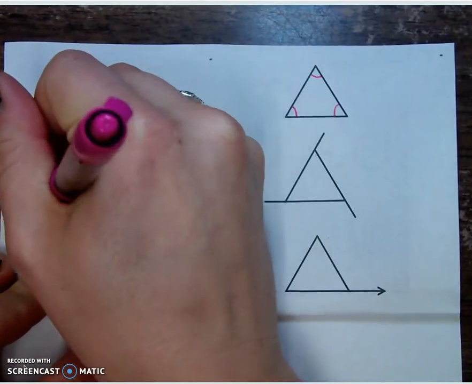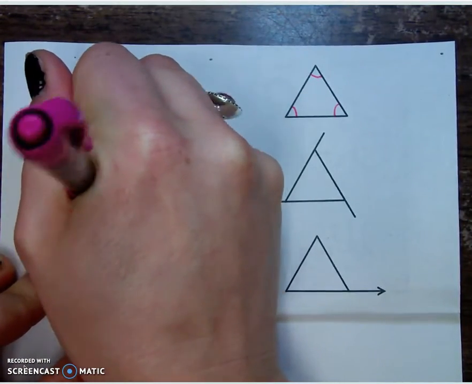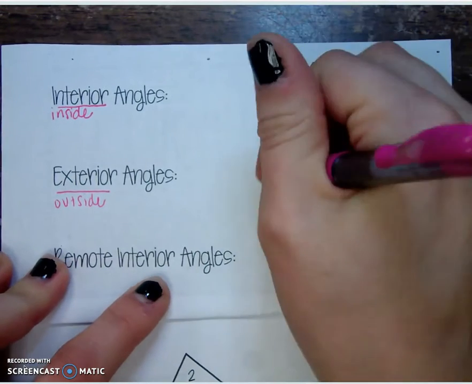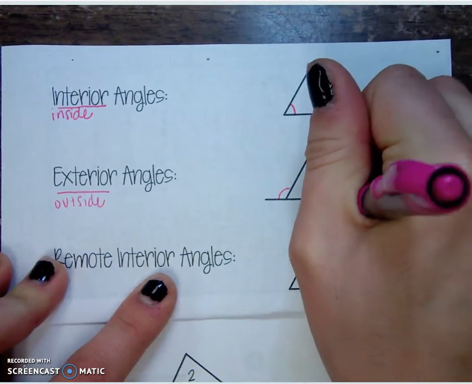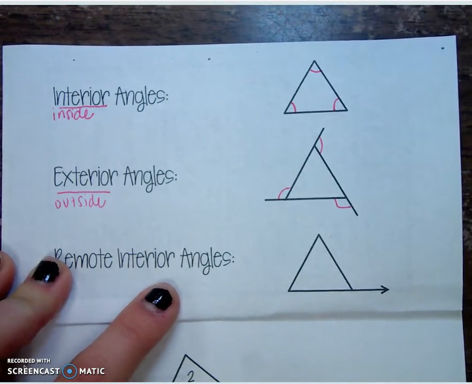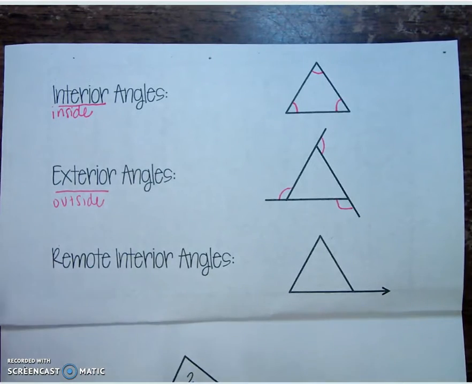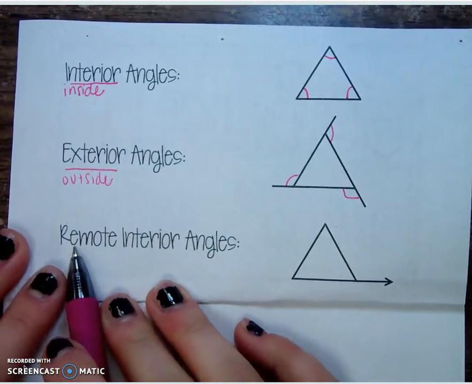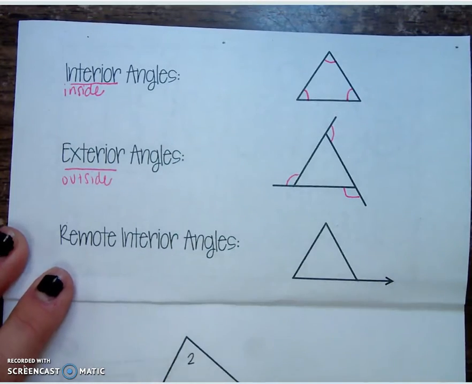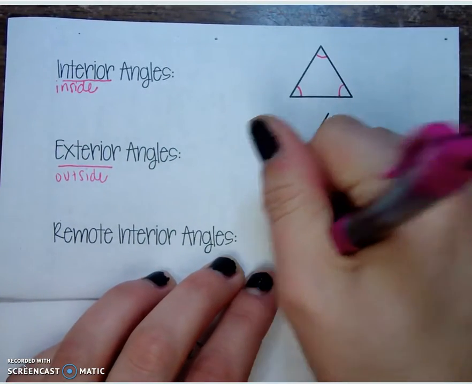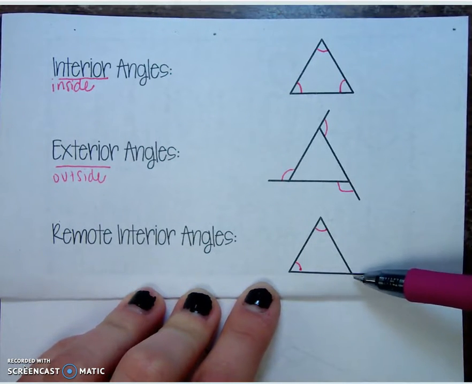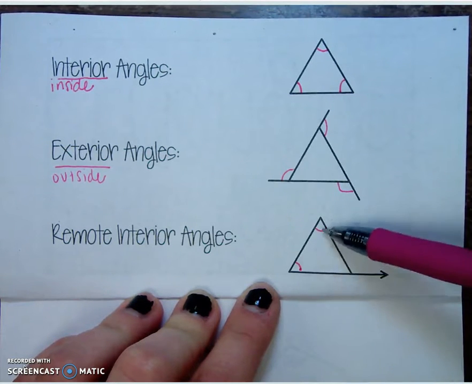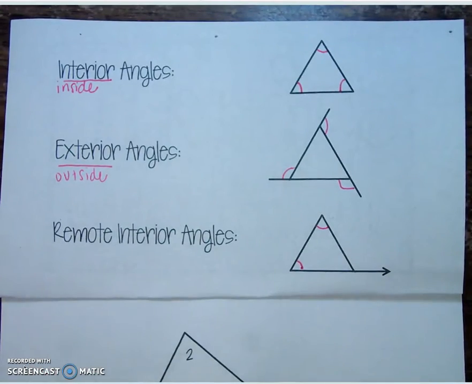Exterior means outside. So our exterior angles are angles on the outside of the triangle, this angle and that angle, all on the outside of the triangle. And then this is a new term, remote interior angles. It is always going to be these two angles here. It is not the angle with the extension with an exterior angle. It is those two interior angles that do not have the exterior.